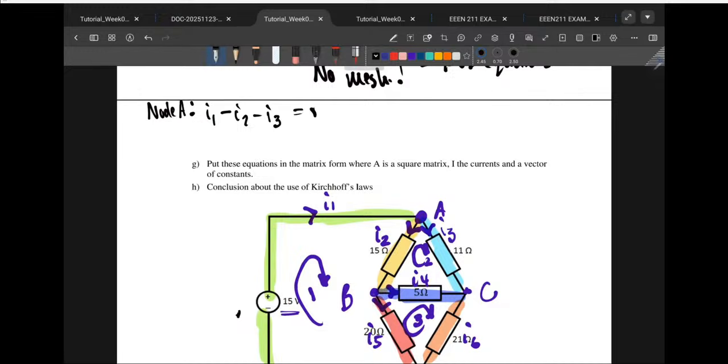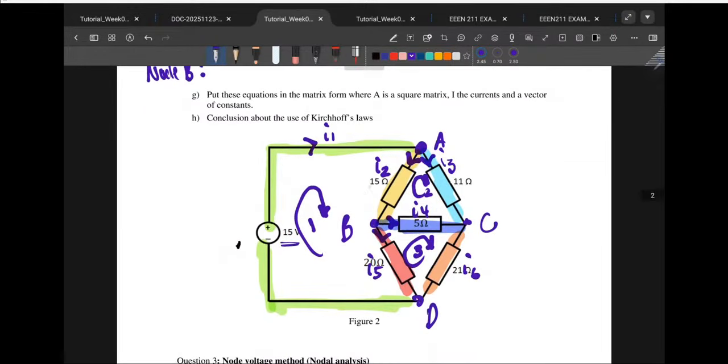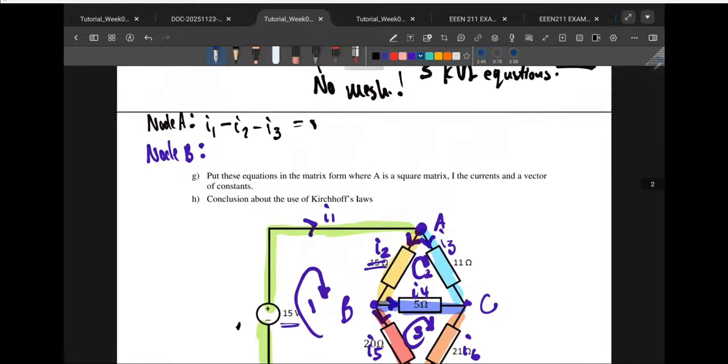Then you're going to have node B. Who is going into node B? I2. Who is going out? I4 and I5. So you're going to say at node B, I2 minus I4 minus I5 is equal to 0. It should always be equal to 0.